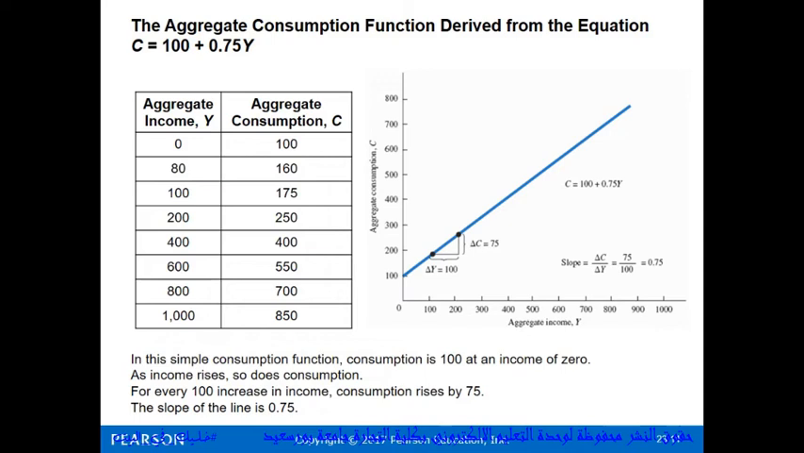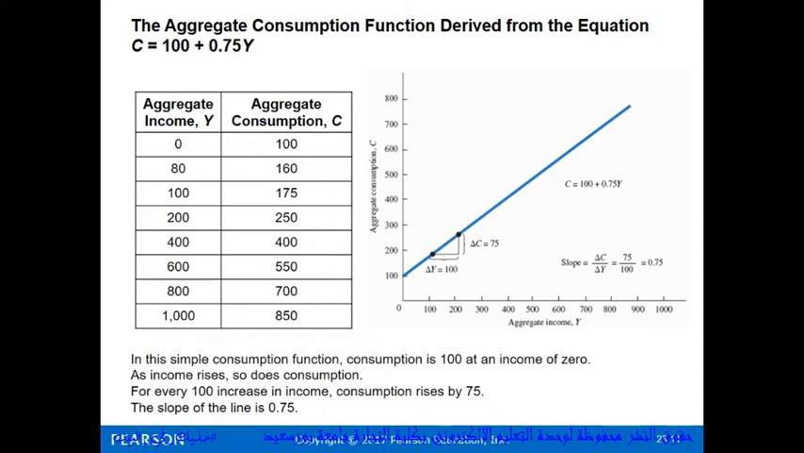We can do this for the remaining levels of income, starting from 100 going through to 1000. As income rises, so does consumption. This means that as Y increases, the value of C increases. For example, for every 100 increase in income, we realize that consumption rises by 75.